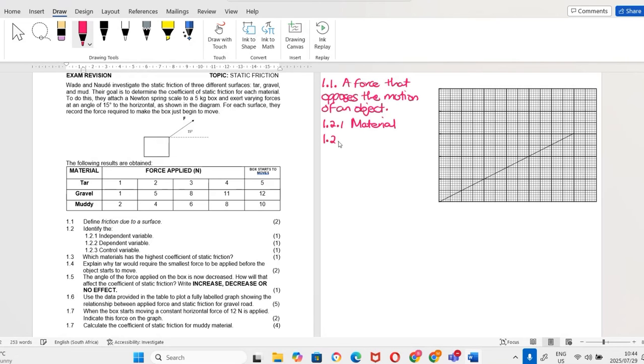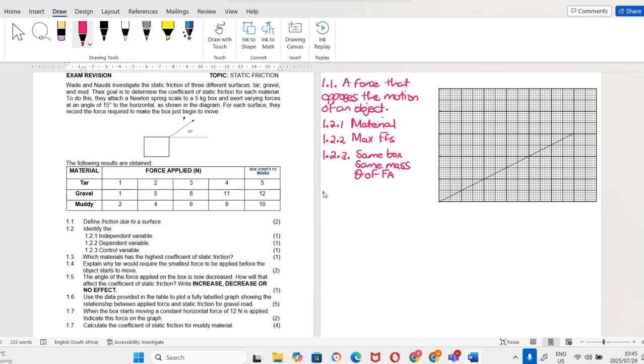In 1.2.2, it wants the dependent variable, which would be the maximum static friction for each material. Then in 1.2.3, it is asking for the control variable, which should be the same box, right, with the same texture, same material of box, same mass of box. And that would be, again, the angle at which the force is applied. So that would be theta of force applied.